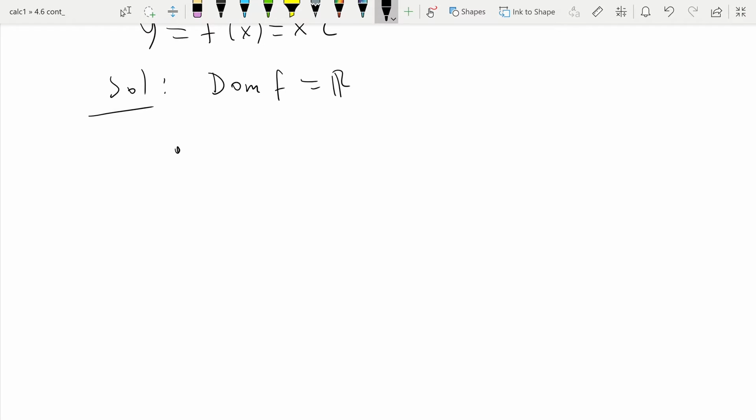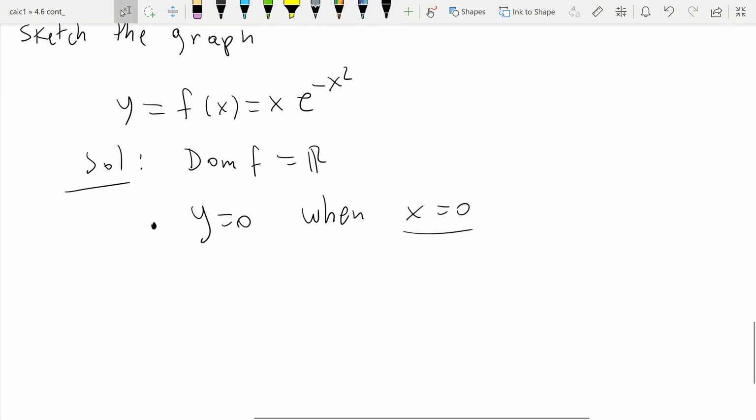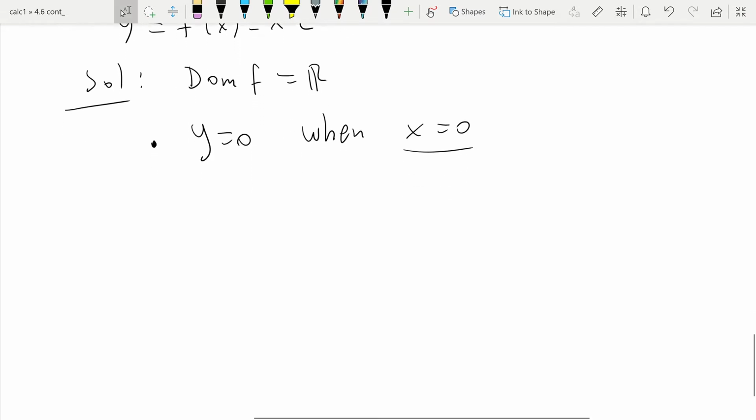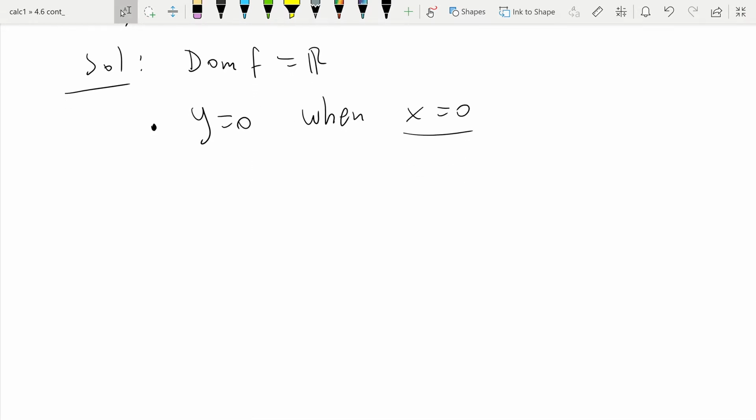Now the next thing to notice is that y is equal to 0 only when x is equal to 0. So we have a 0 only when x is equal to 0. Why is that? Because x times e to the minus x squared can only be 0 if x is equal to 0. E to the minus x squared can never be equal to 0. E to any expression can never be equal to 0 at any point, as we discussed many times.